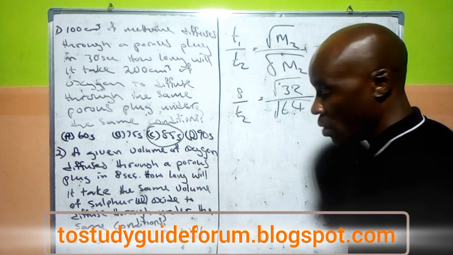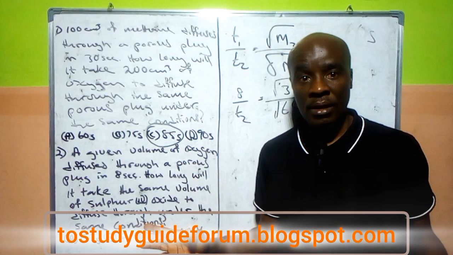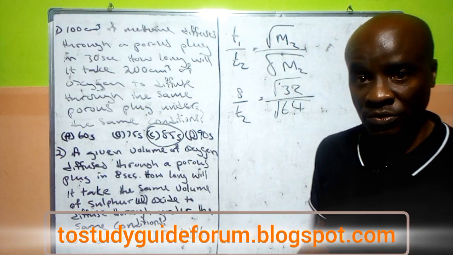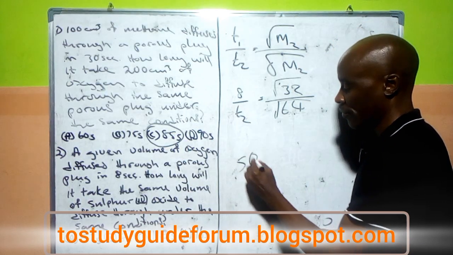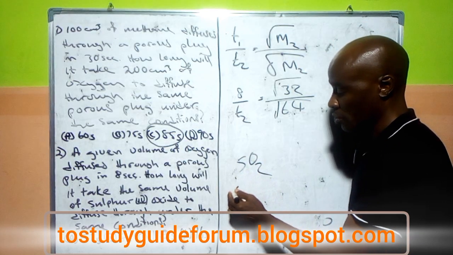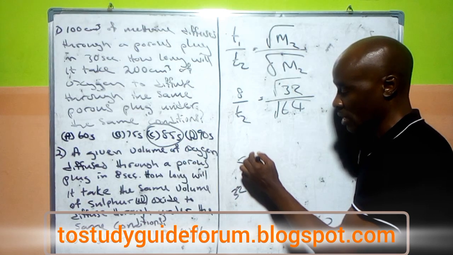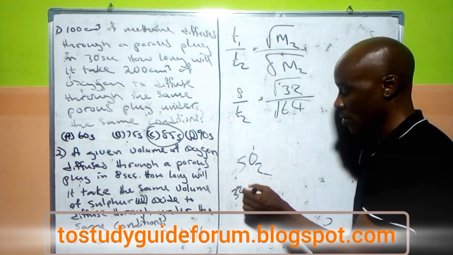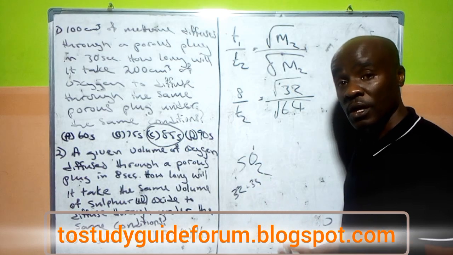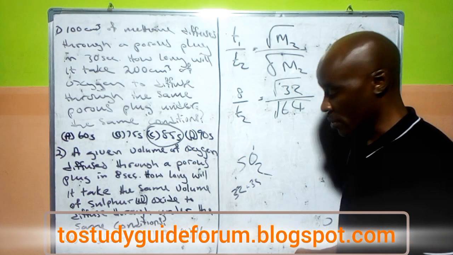I believe that you know how to calculate the relative molecular masses by adding up all the values. Look at it. For this one, sulfur is known to be 32, and for oxygen, 2 times 16, because oxygen is 2 here. 2 times 16 will give us 32. Adding together, we get 64.